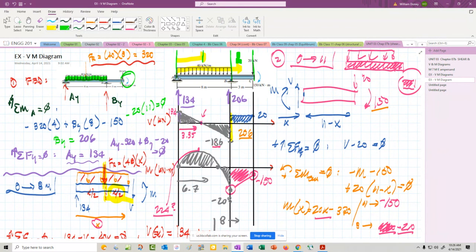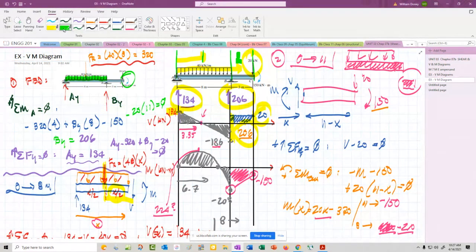Now, before we go any further, let's do a quick check on any of those answers. On the left end, we have a shear up of 134. That should correspond to that. It does. Here we have a shear up of 206, so we should see a jump of 206. We do. Here we have a down 20 shear, so we should see a down 20 to get back to 0. We see it there.